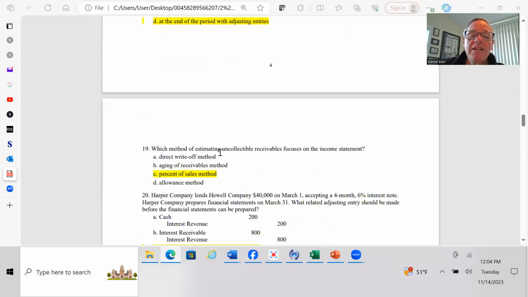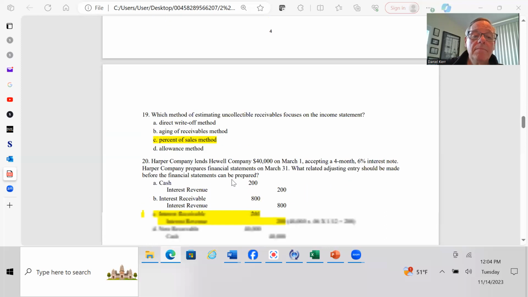Question 19, which method of estimating uncollectible accounts focuses on the income statement? Percentage of sales focuses on the income statement, and the aging of accounts receivable focuses on the balance sheet. So the answer there is C.